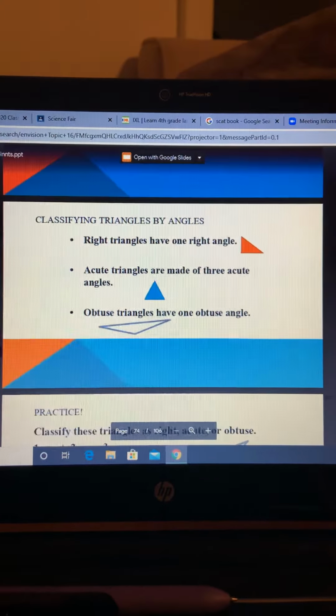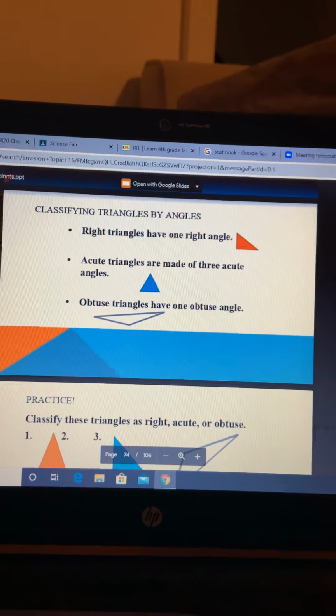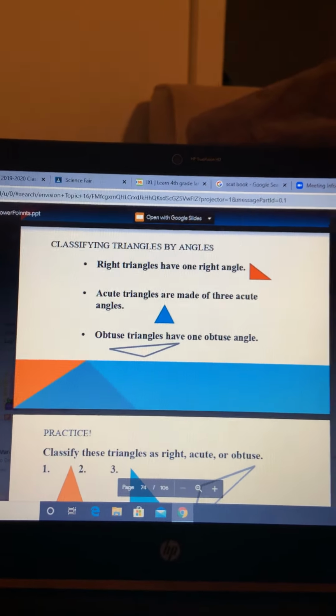Okay, classifying them by their angles. A right triangle has one right angle. As you can see right here, that would be where my right angle would go.